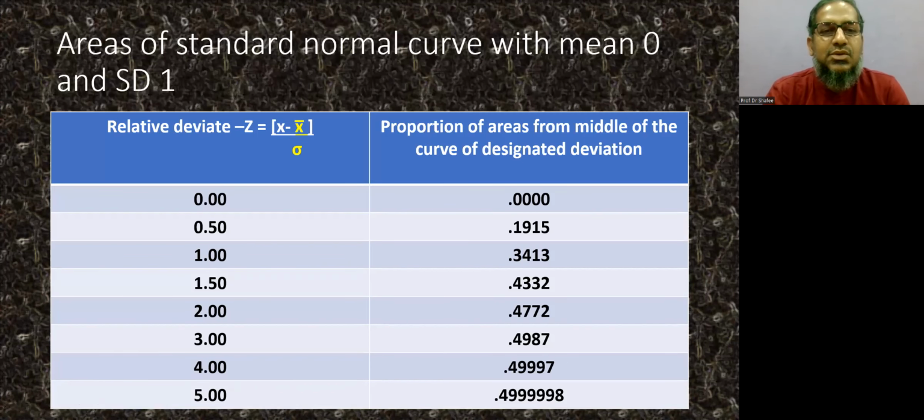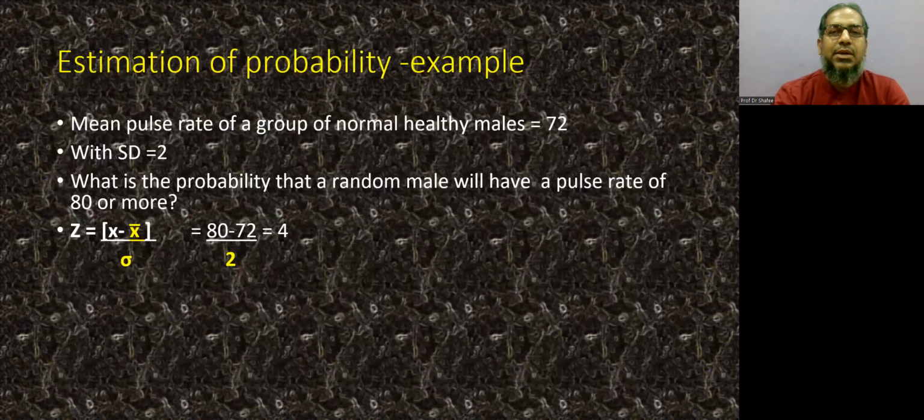Then these are all the other values of Z being given, and the proportional area of the curve for the corresponding Z value. If the value is 0.5, the proportion will be 0.19 or 19%. If Z value is 1, 0.34 or 34%, 1.5 Z value, 43%, 2, 47%, 3, 49%. So depending on the value of Z, you can see the proportion of the observations coming under that value of the relative deviate.